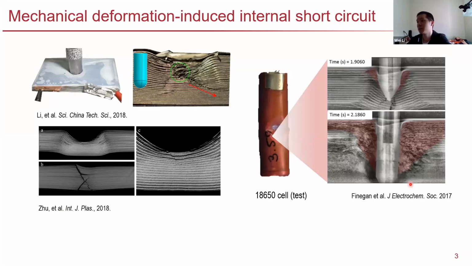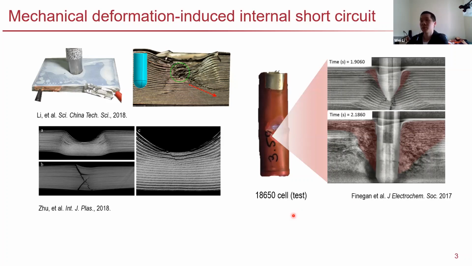This is another piece of research. It's actually an in situ X-ray experiment. We can see the whole process of a nail penetrating into a cylindrical cell, so that we can also see the fracture here and the internal short circuit area. And this brown color shows the chemical reaction after internal short circuit.